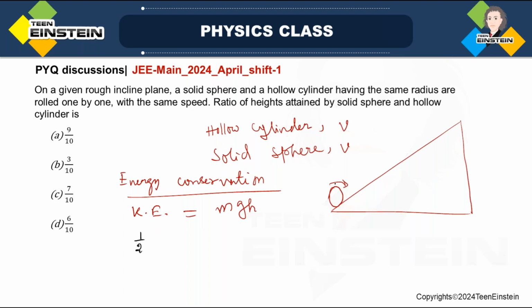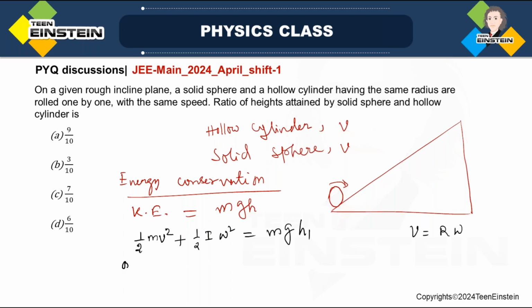for a particular object, I can write half m v square, that is the translational kinetic energy, plus rotational kinetic energy, half I omega square, and that will be equal to mgh. And let us say this is for sphere. Okay, let us say this is mgh1. Now we know the speeds given are same, and also we know for rolling motion without slipping, v is equal to r omega, so omega is equal to v by r.